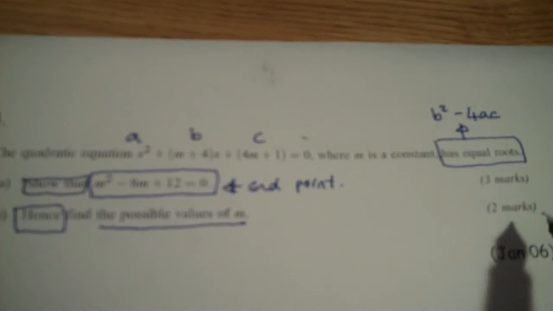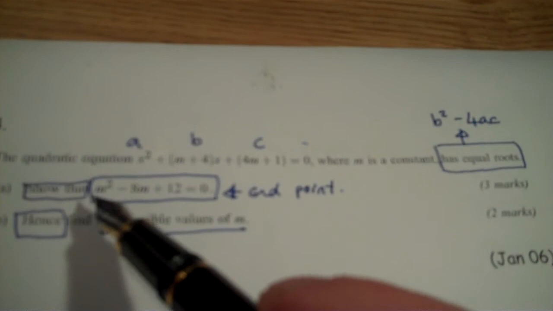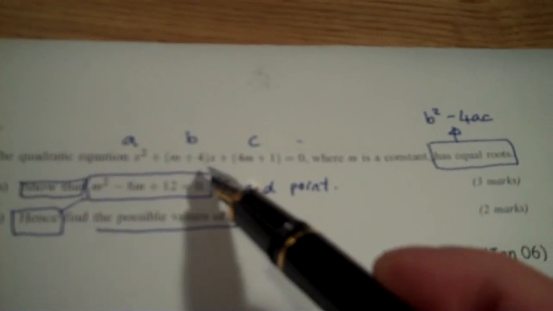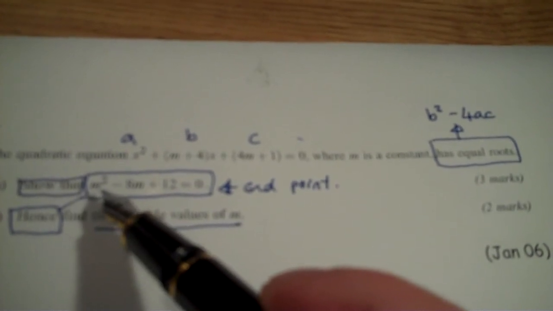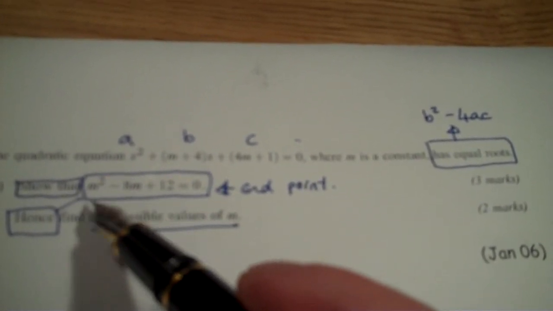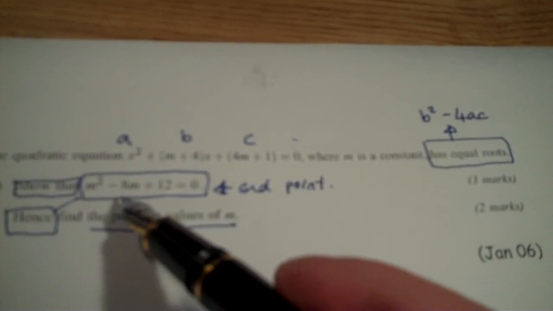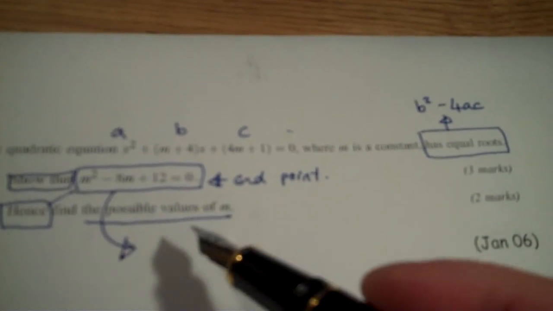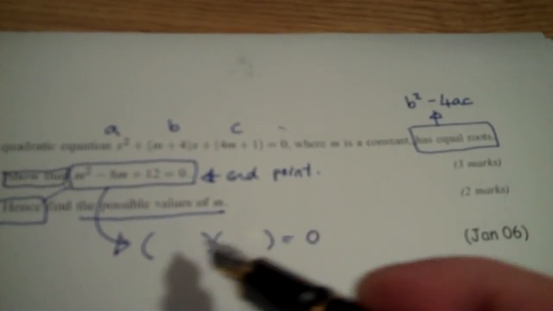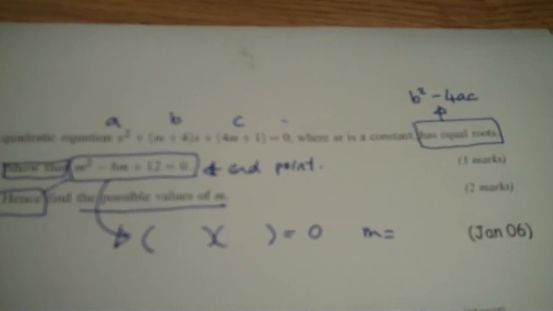This is for 2 marks. These are 2 very easy marks because, hence, using what we've already done, we know our starting point for part B is that m squared minus 8m plus 12. So all we've got to do is find the possible values of m from that equation. In other words, we solve a quadratic equation. We're going to be factorising it, equals 0, 2 possibilities, m equals 2 values at the end of the question.